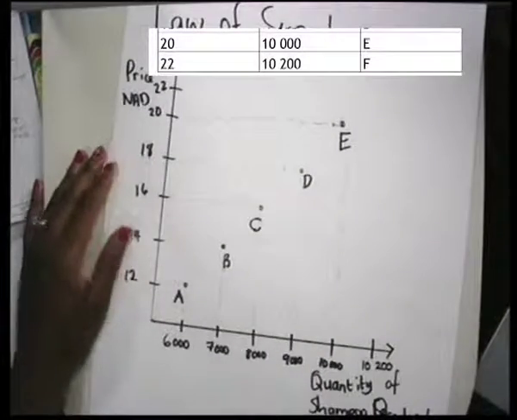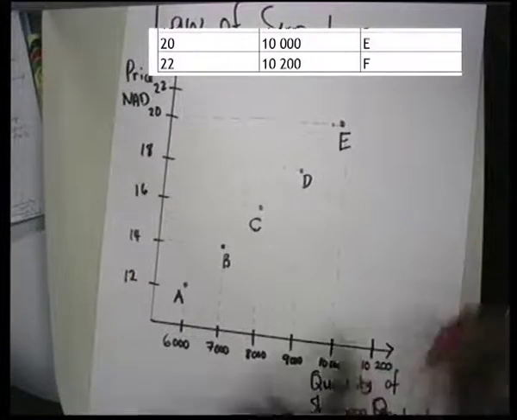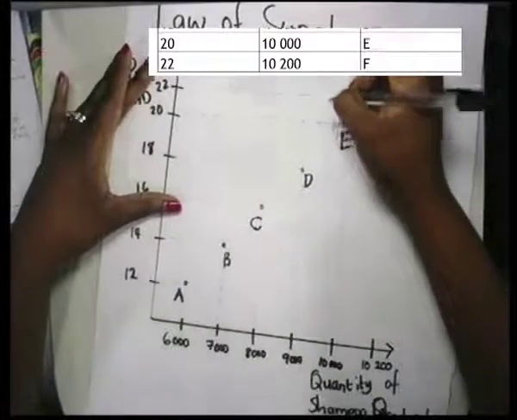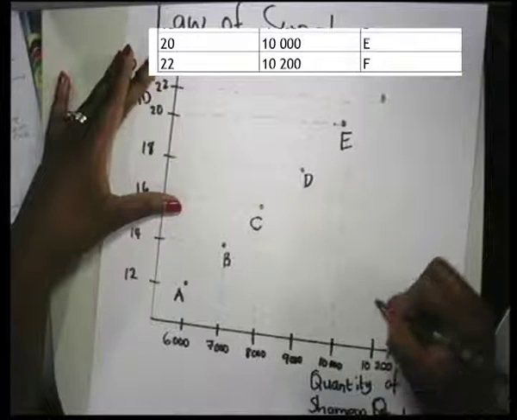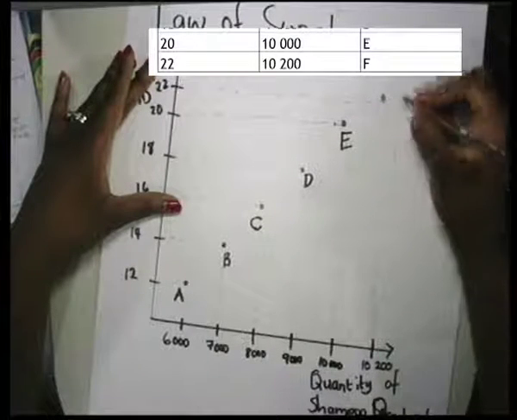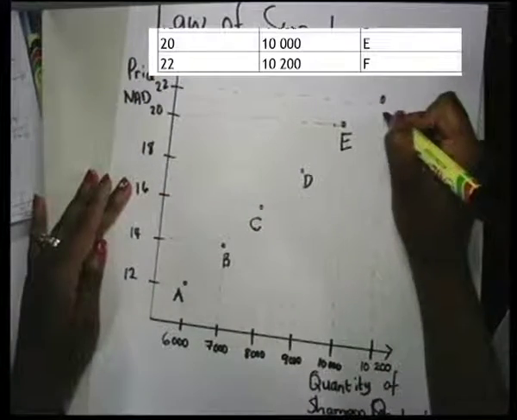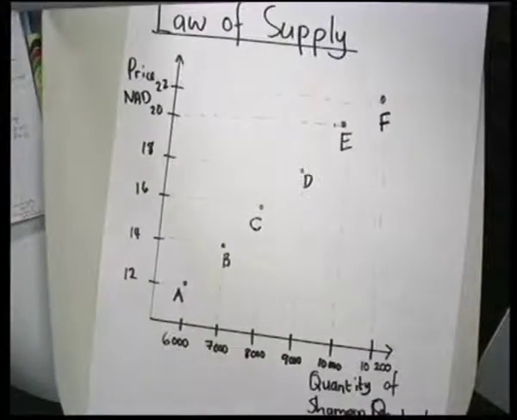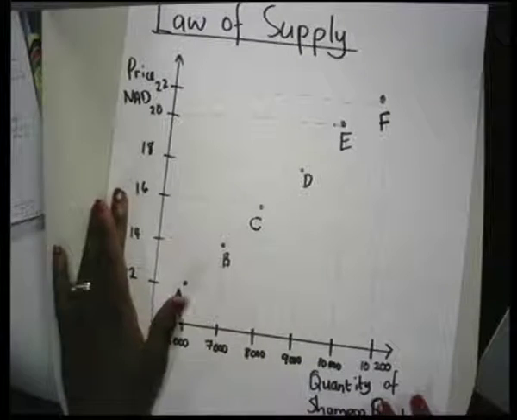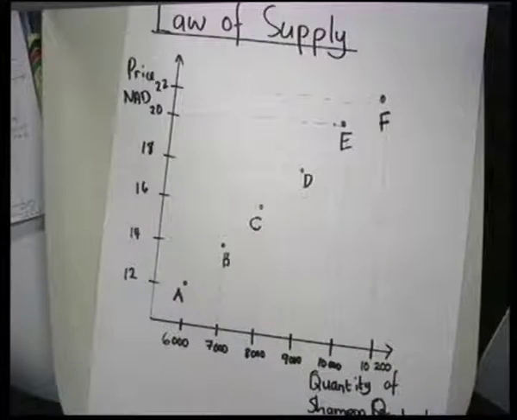And when the quantity is 10,200, then the price is 22. So this is where the two meet. And this is what we're going to call F. So what you've done here is that you've put all your information on your graph. Then you've plotted the different points, you've marked the different points. So now we are going to draw the supply curve.